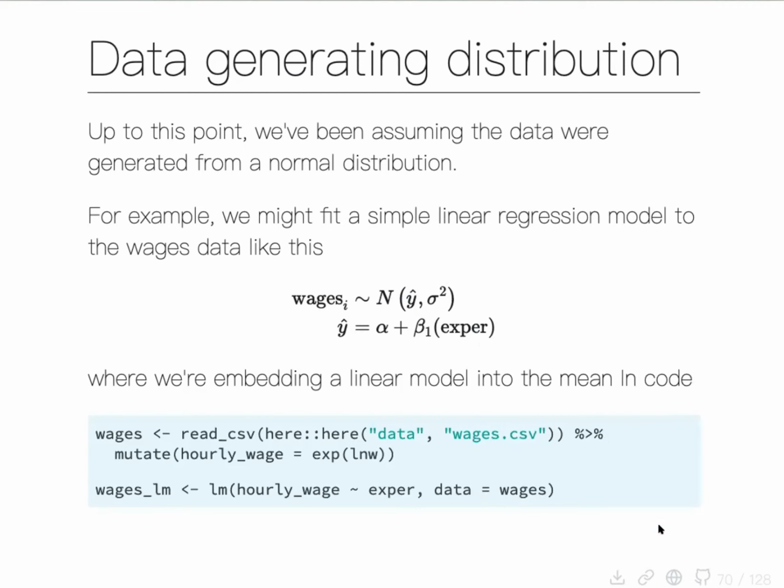Okay, let's go ahead and copy this code and then walk through this with me. Okay, so this is the wages data, and we could fit this model that we have here by saying hourly wage is our outcome. That's predicted by experience, okay, and the data is wages. I'm going to move on, but you just keep doing that until you have it done.